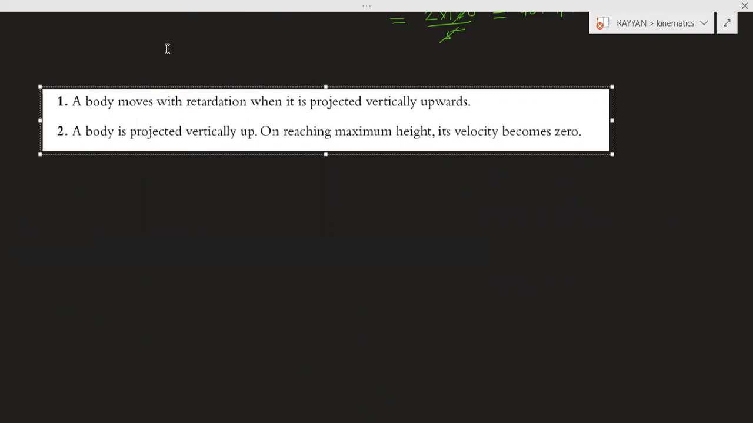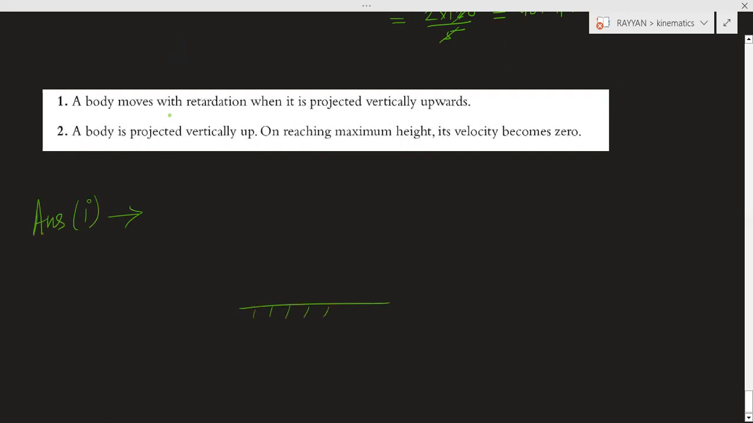First read the question. They are saying a body moves with retardation when it is projected vertically upward. Is it true or false? Retardation means negative acceleration, you can say. It's false. Okay, we will see. This is the ground, and from the ground you are projecting a body in this direction.